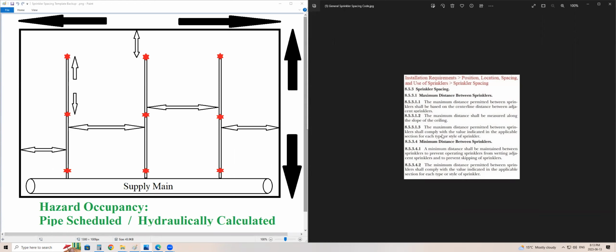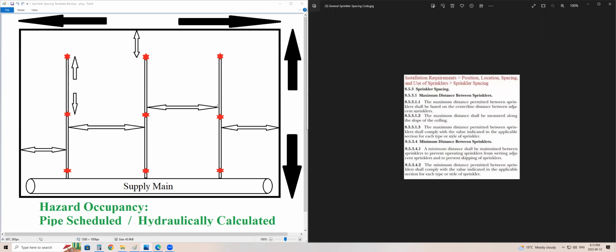This is basically just reiterating what I just explained. It shall be measured along branch lines, but maximum distance between sprinkler heads. The maximum distance permitted between sprinklers shall be based on the center line distance between adjacent sprinklers. So adjacent sprinkler from the center.